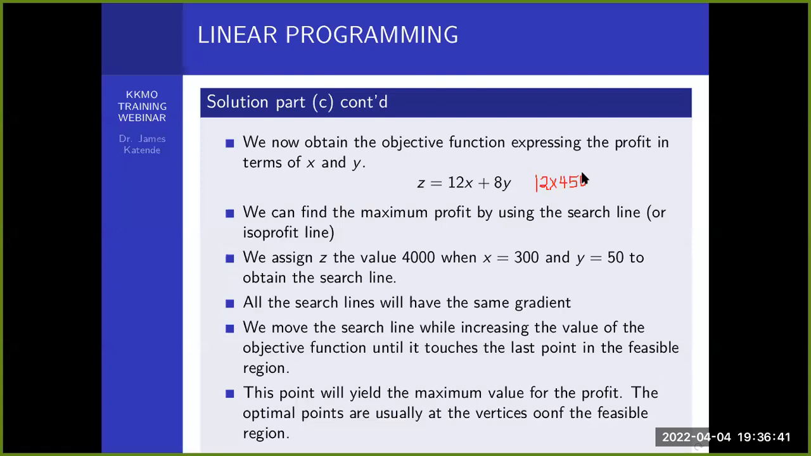So you can work this out. I will not work this one out. You will work it out in your own time. And 8 multiplied by 50. This will give you the actual maximum profit that the businessman can make. So this is plus. It doesn't look like a plus, but it is a plus.